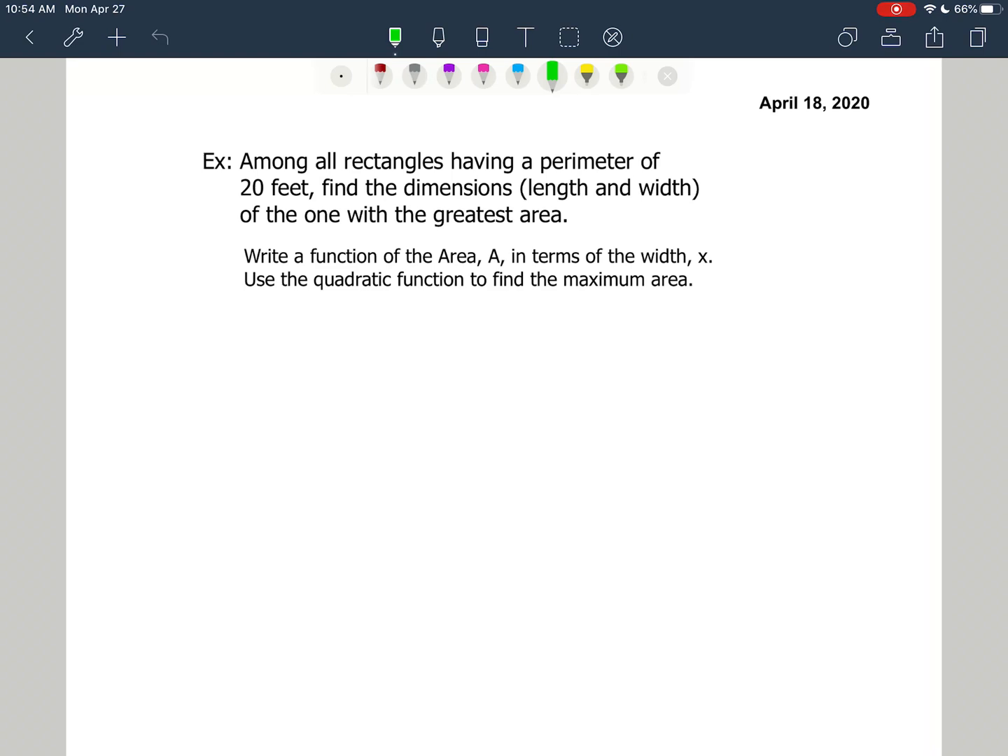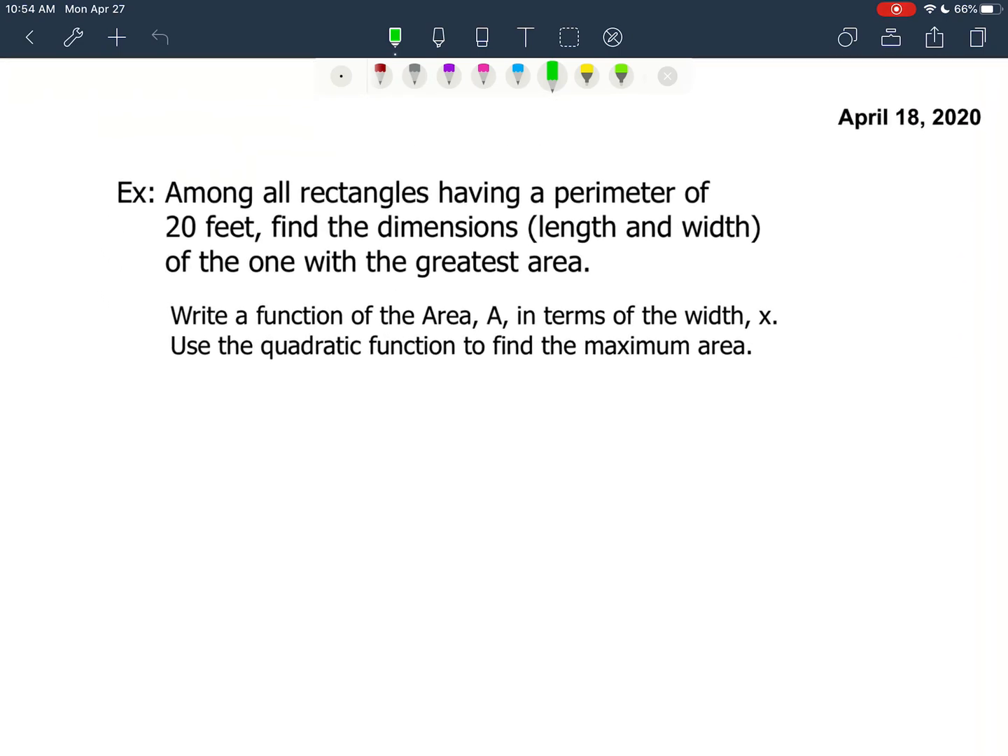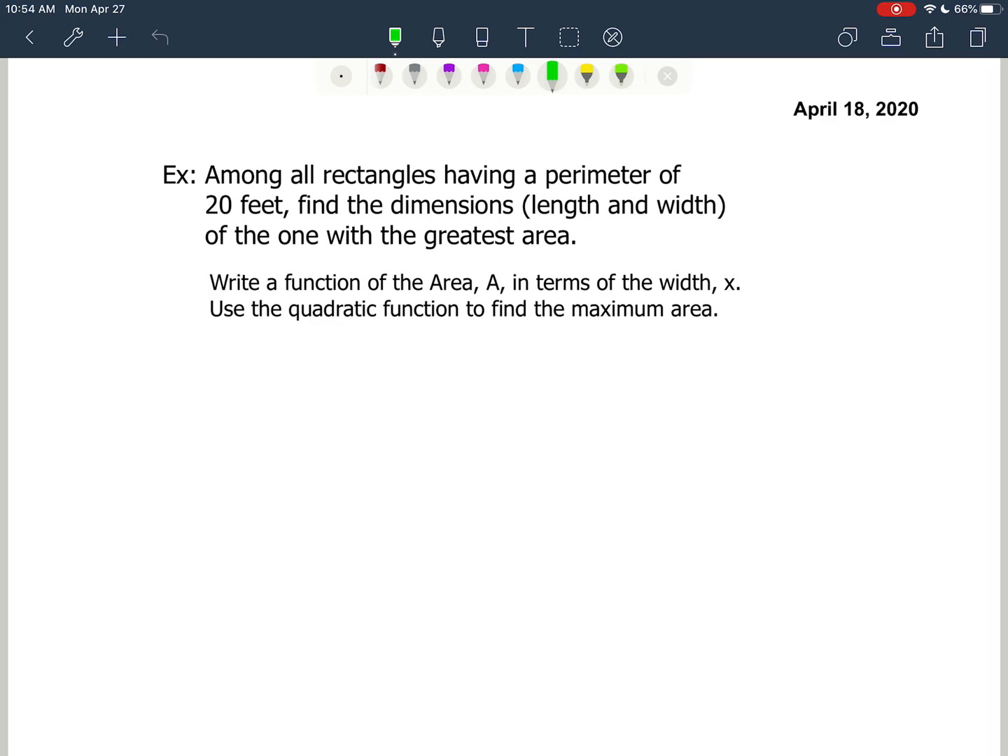In our next video, we're going to talk about all rectangles having a perimeter of 20 feet. What would be the dimensions of the rectangle that has the greatest area? We're going to talk about that in the next video.